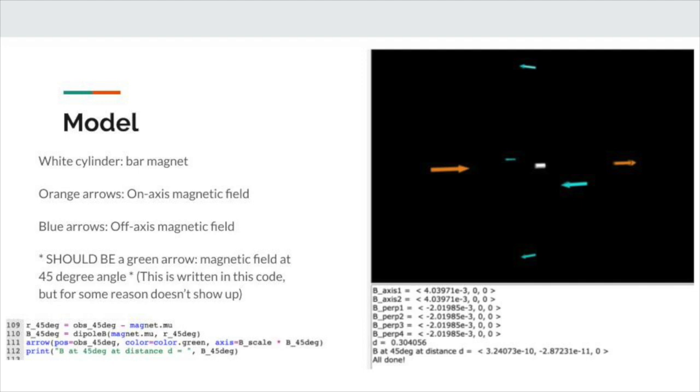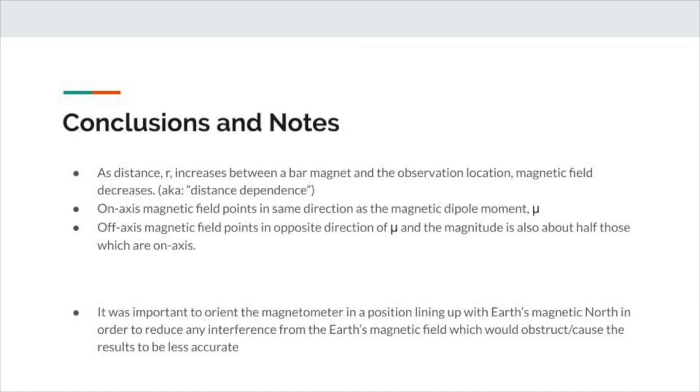But you can see in the output at the bottom right that there is a vector coming out for the B at 45 degrees at distance D. So there is something happening, but for some reason the arrow isn't showing up. You can also see that this vector is what is used previously to compare to the measured value of B, with this computed value. So through this lab, we can make some conclusions and some notes based on our observations.